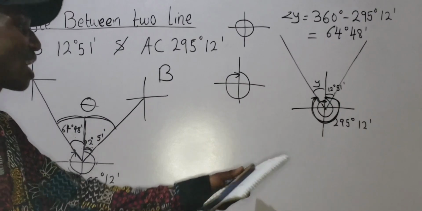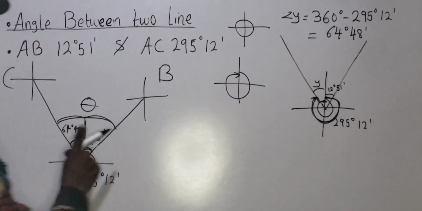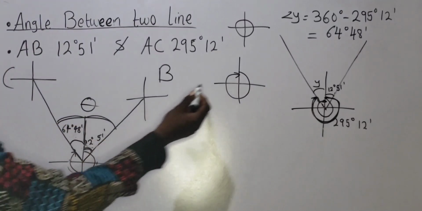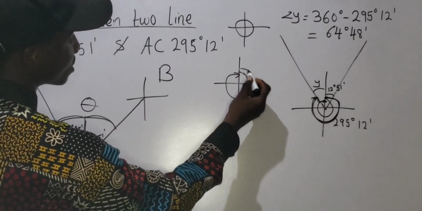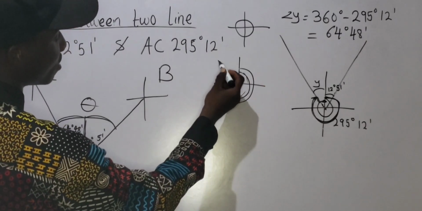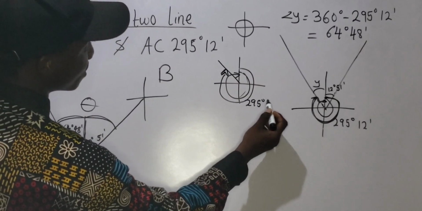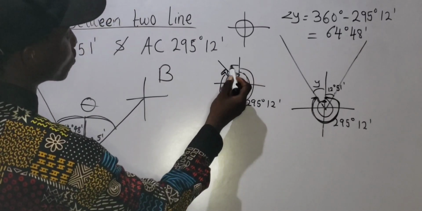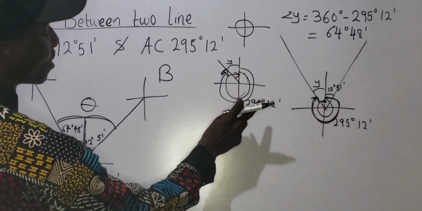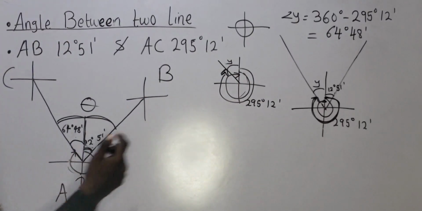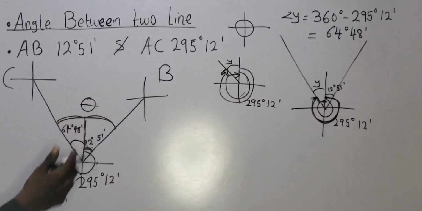So now, I redo this. The sum of angles on the four cardinal points is 360 degrees. And I've already been given that from this point to this point is 295 degrees, 12 minutes. Abi? So I need to get this small angle, which is angle y. What will I do? I'm going to subtract 295 degrees, 12 minutes from 360 degrees, and that's what I did here. That's why I got 64 degrees, 48 minutes.